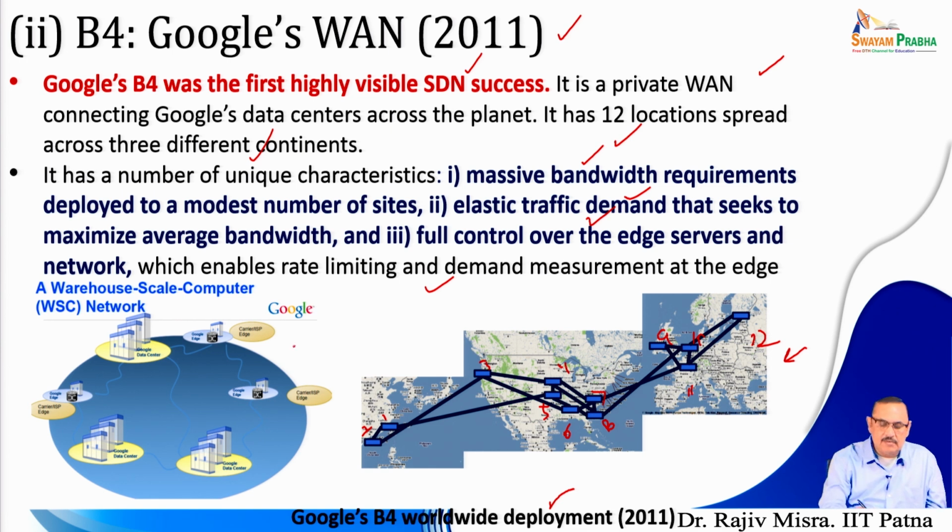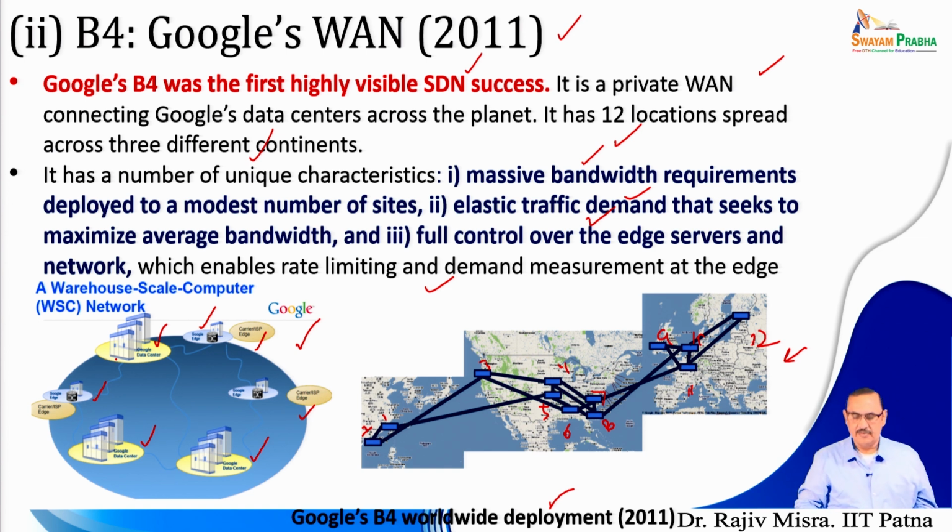So, here you can see the warehouse scale computer facility WSC network. Here is a Google data center, Google edge, then carrier ISP edge, then carrier ISP edge, and then Google data center at different locations. Again, the characteristic is massive bandwidth requirements deployed to a modest number of sites.